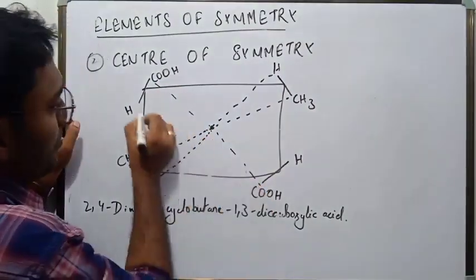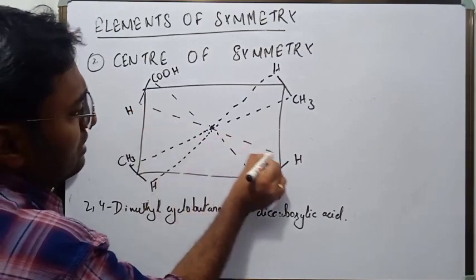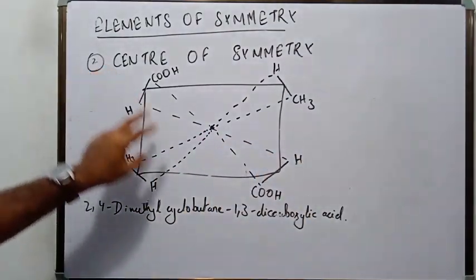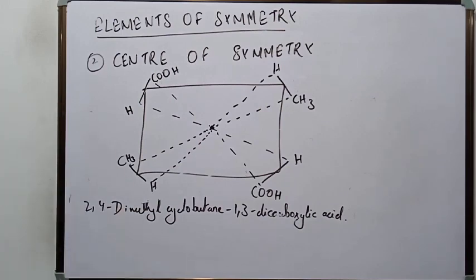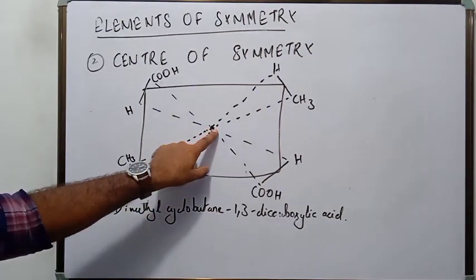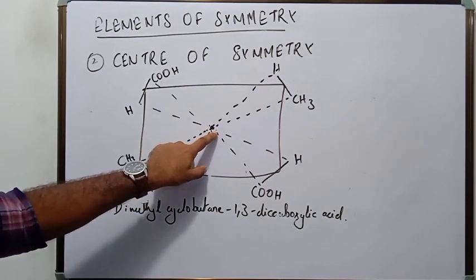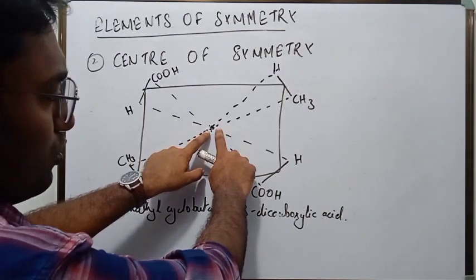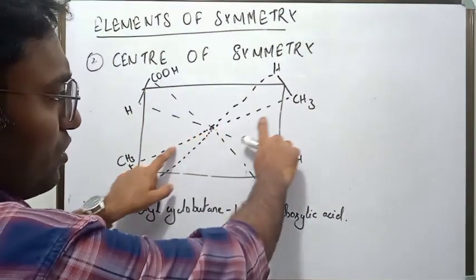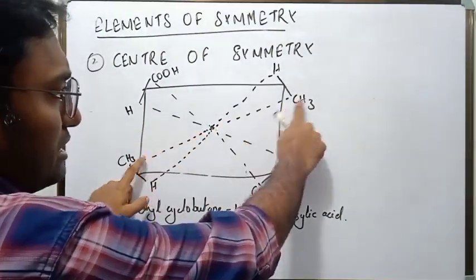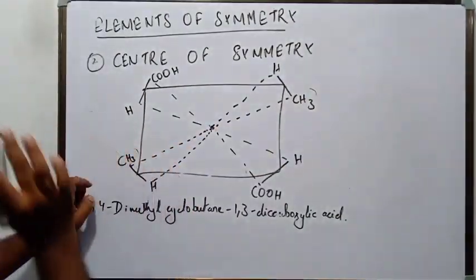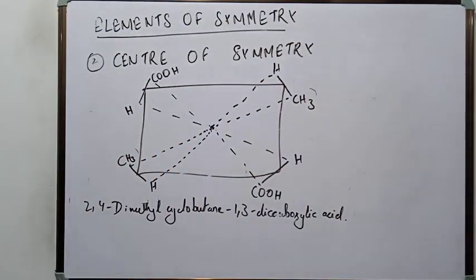So this is a molecule with a center of symmetry, and because it has a center of symmetry, this is an achiral compound. I hope you understood it. It's the imaginary point in the center of the molecule from which, if lines are drawn towards opposite ends, it would meet similar groups at equal distances. If the molecule has it, the molecule is said to have a center of symmetry and is said to be achiral.